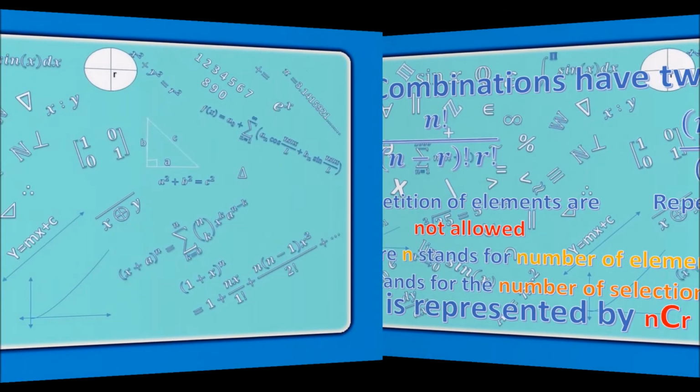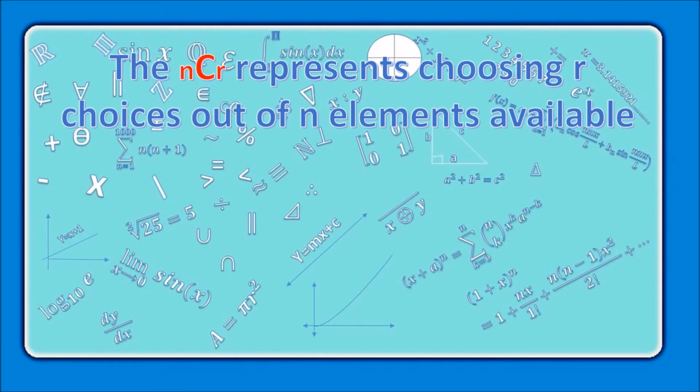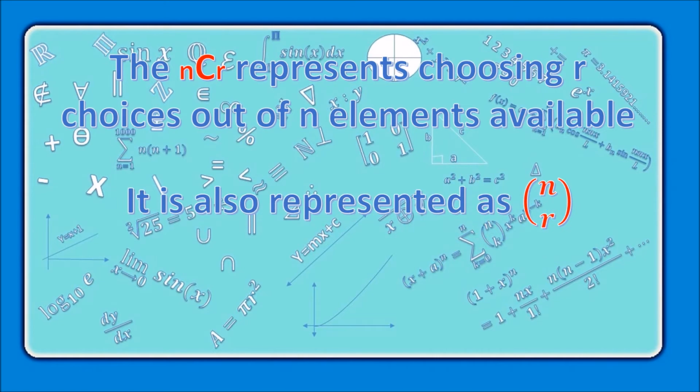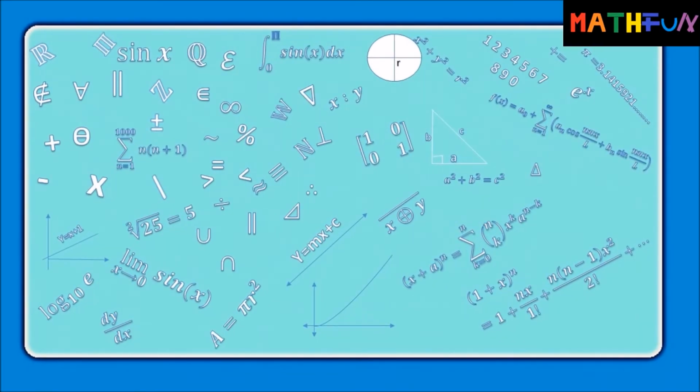nCr. The nCr represents choosing r choices out of n elements available. It is also represented in this way.